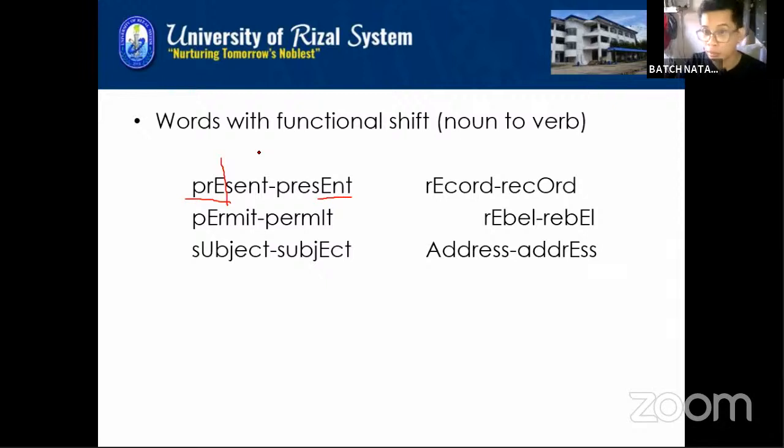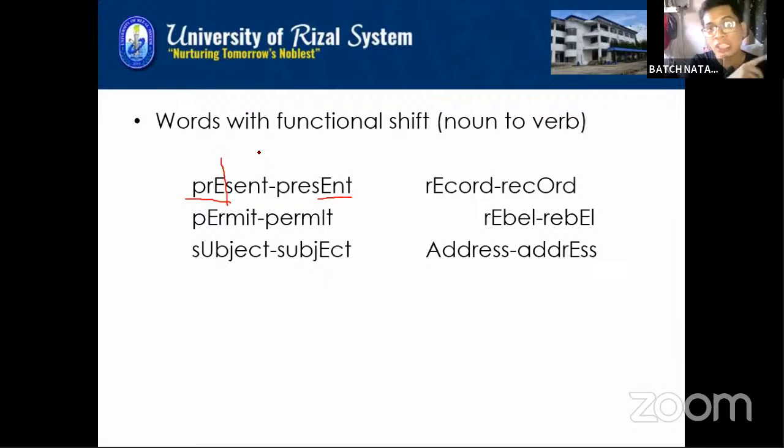Rebel, rebel. So if you're just going to use that in a sentence, the rebel rebels to the government because of their inconsistency. The rebel rebels to the government because of their inconsistency. Rebel, rebel.